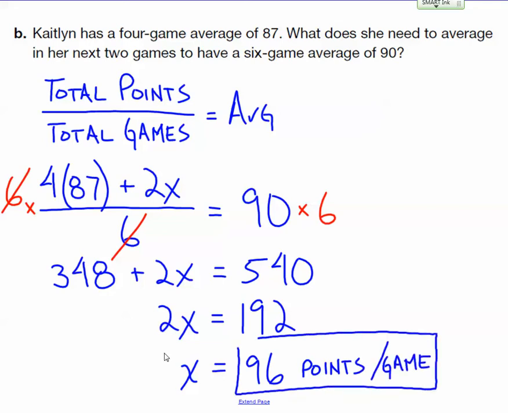Okay, so we figured out the total number of points she scored already. We figured out the total number of points she needs to score over 6 games. We subtracted, and we found that the difference between what she has scored already and what she needs to score is 192. She has 2 games to do it, so we divided by 2. Nice thing about this is if you think that was very complicated and you don't understand what I said the first time, you can rewind it and watch it again. Please do.